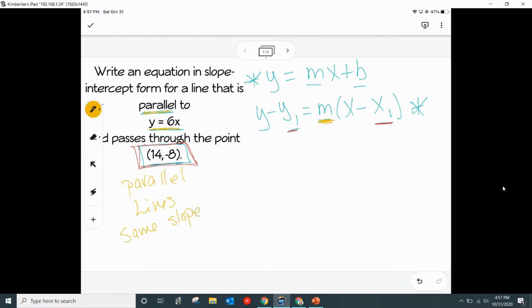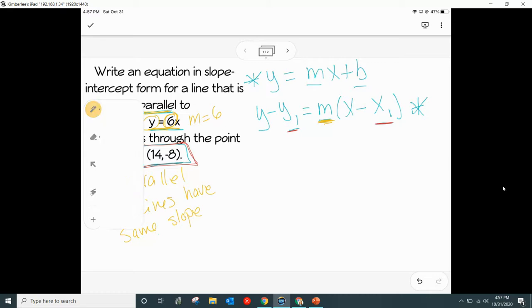So I can look up here, because this equation they gave me is solved for y. Y is all by itself, so my slope must be the number in front of x. So my slope is 6 for this one. And because my slope is 6, I need to keep it 6 because I want a line that's parallel. And parallel lines have exactly the same slope.